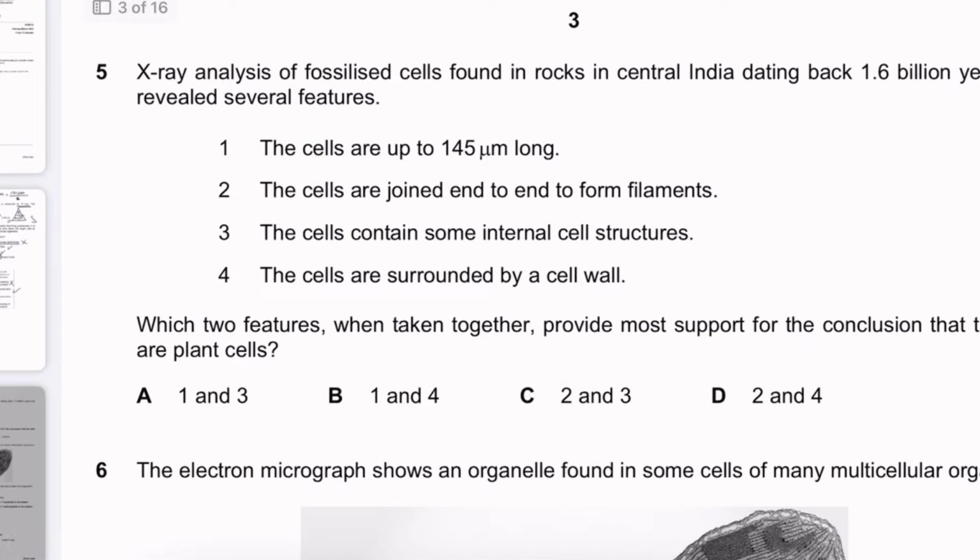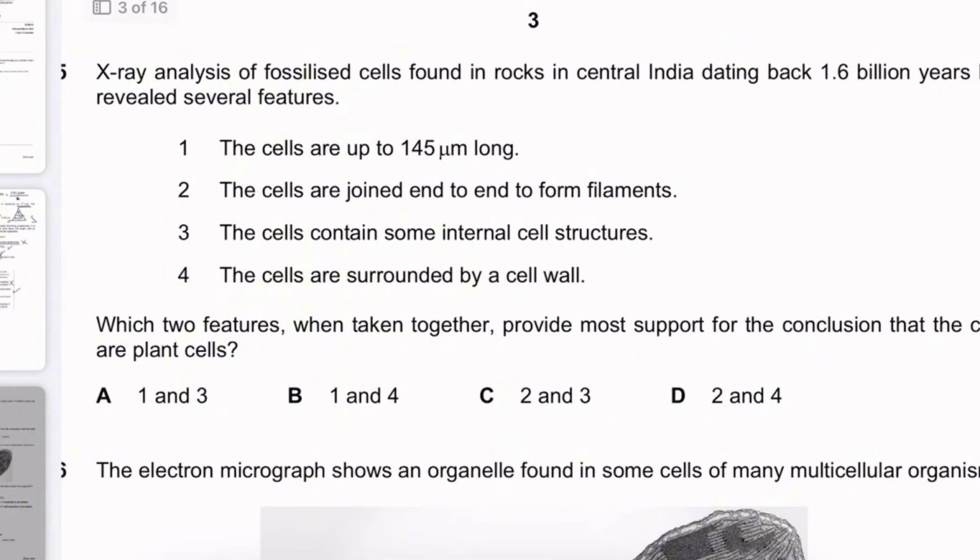X-ray analysis of fossilized cells found in rocks in central India dating back to 1.6 billion years ago has revealed several features. One, the cells are up to 145 micrometers long. Two, the cells are joined end-to-end to form filaments. Three, the cells contain some internal structures. Four, the cells are surrounded by a cell wall. Which two features taken together provide more support that the cells are plant cells?